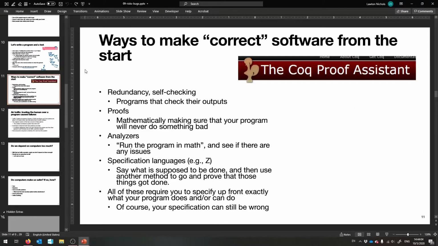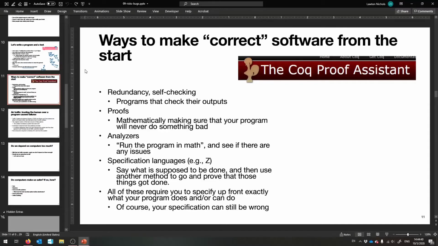And there are a few methods that people like to use, especially in very critical software like avionics or, I don't know, probably shooting rockets into space like SpaceX does. Everybody's doing something fancy in those fields, and let me walk you through the different ways that you can make correct software, or highly believed to be correct software, that is. One way to do it is to check yourself every time you run a program. It's called redundancy or self-checking. It's programs that end up checking their own outputs.